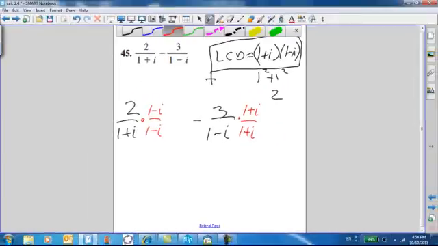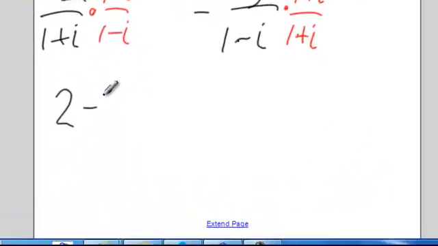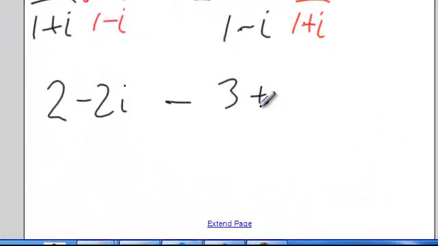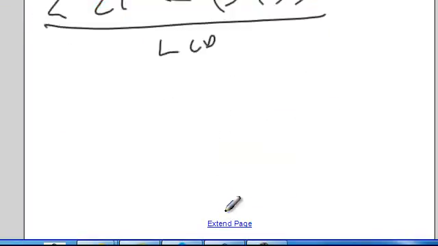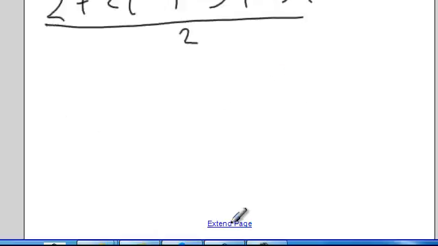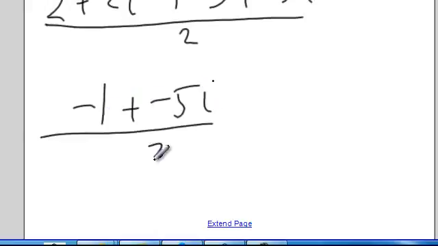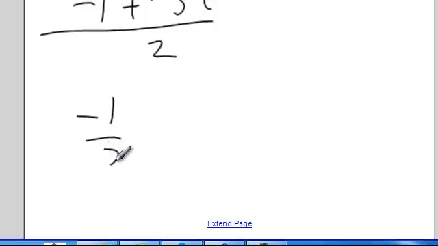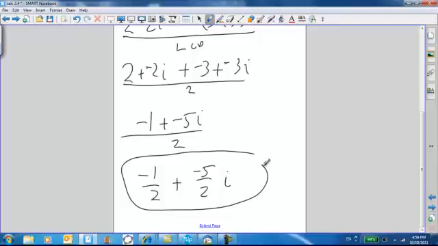So you get 2 minus 2i minus 3 plus 3i in quantities all over the LCD. So the 2 plus negative 2i plus negative 3 plus negative 3i over the LCD, which we found out was just 2. So that's negative 1 plus negative 5i over 2. Negative a half plus negative 5 halves i for the division problem.